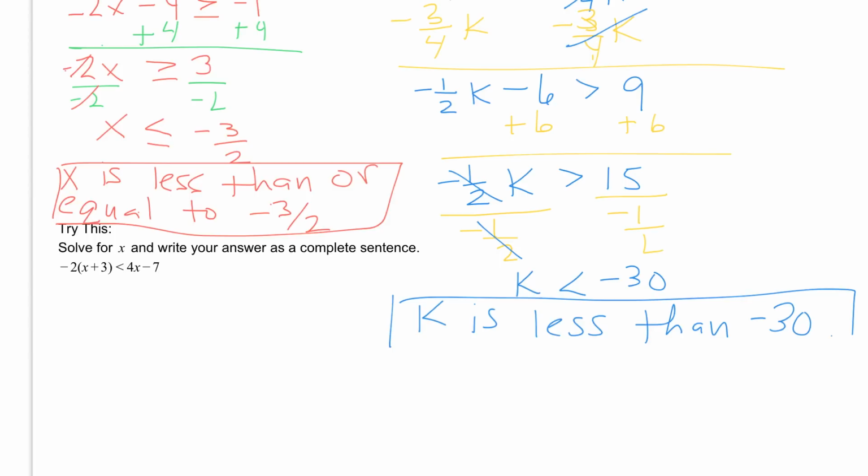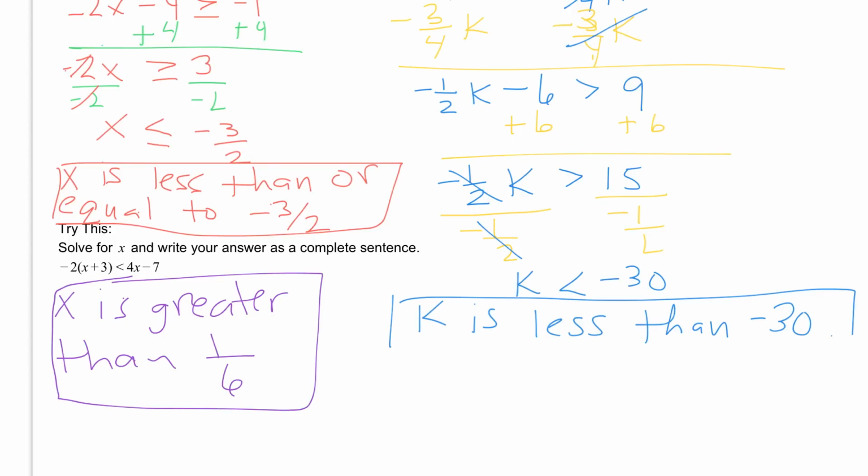If you did the try this correctly, you should get x is greater than 1 over 6. If you did not get this, please raise your hand so I can explain it to you.